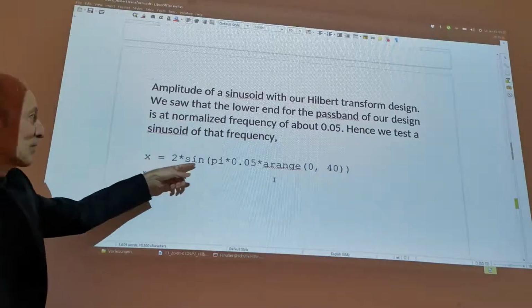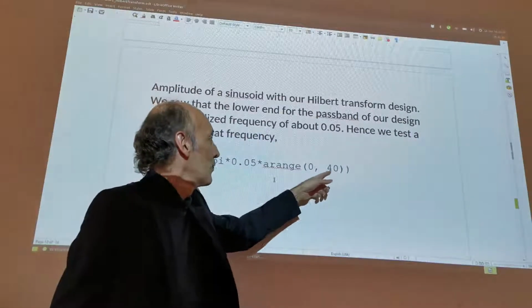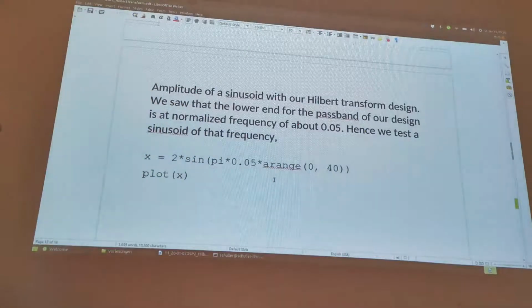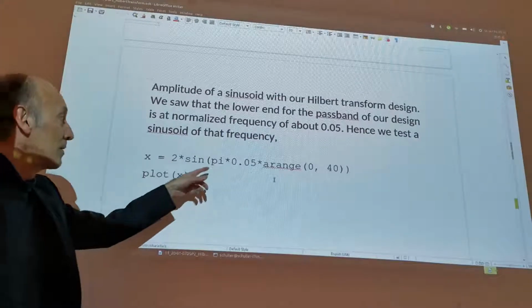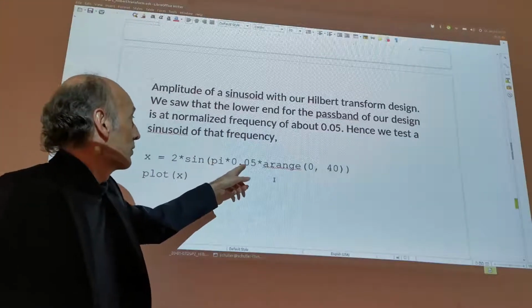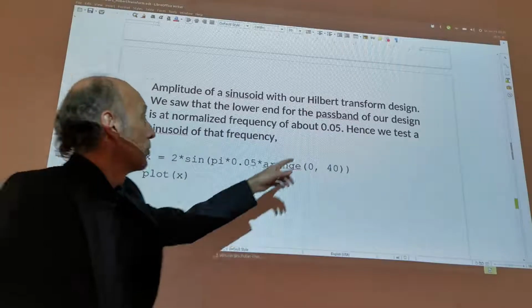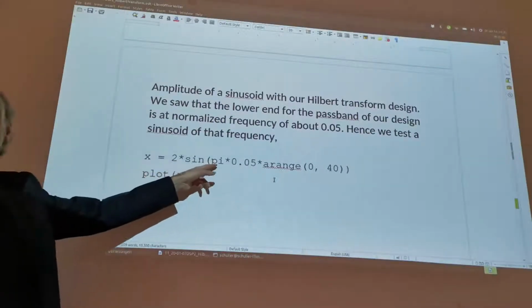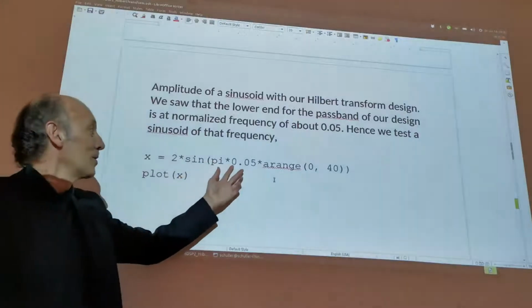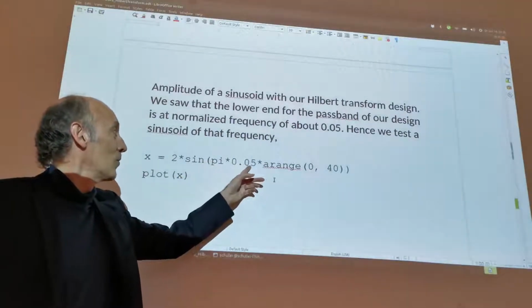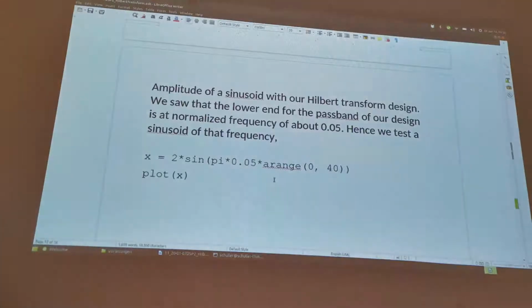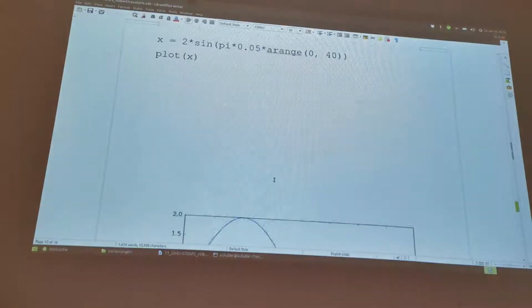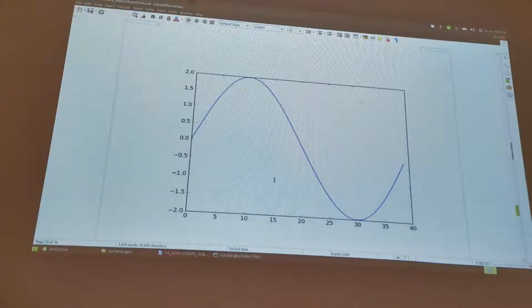So, here's our sinusoid. I have 40 samples from 0 to 39. Here I have pi times 0.05. So this 0.05 was normalized for Nyquist being 1, and we know Nyquist for the sinusoid is pi. So that's why pi times 0.05 corresponds to this frequency. So it's basically a renormalization. Then we can plot it and we get this.